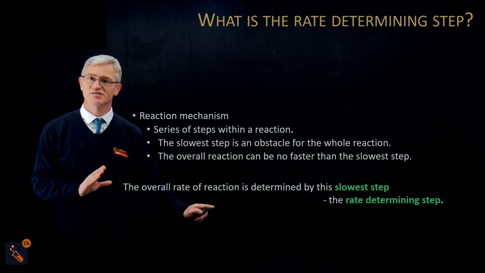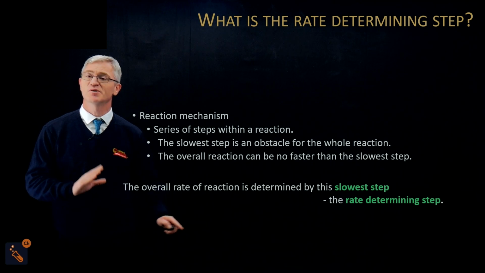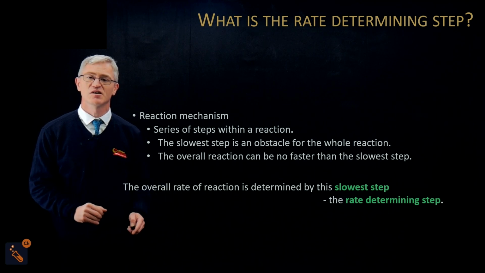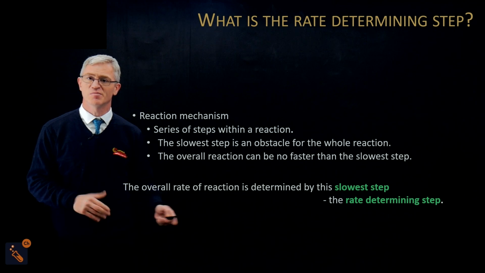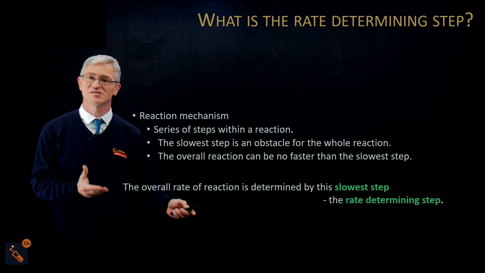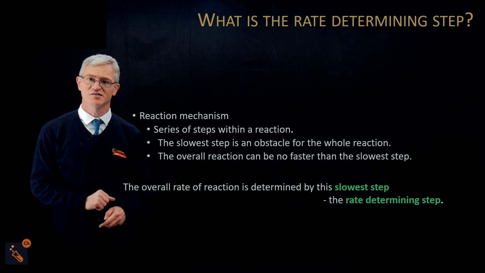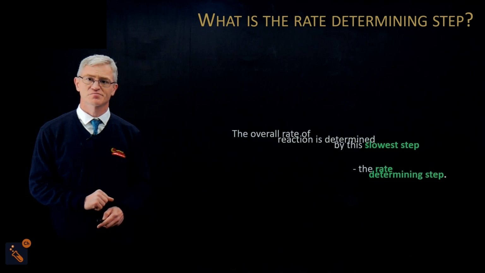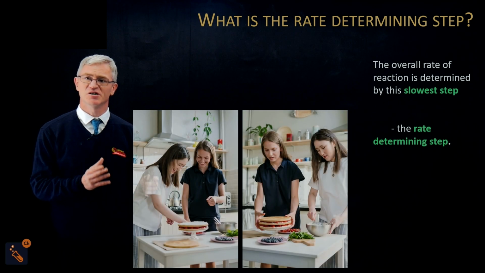Now in green here, you can see the slowest step is the rate determining step because one of the questions you get in exams is, can you define the rate determining step? And all you need to say is it is the slowest step, the one with the lowest rate. Now, we'll put that up there and then give you an idea of what this is.